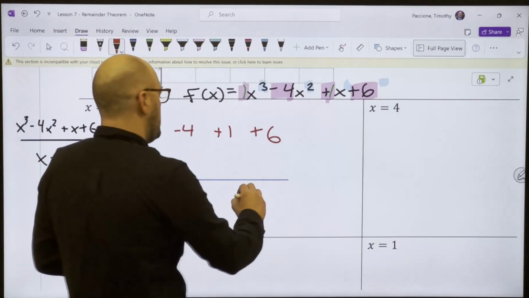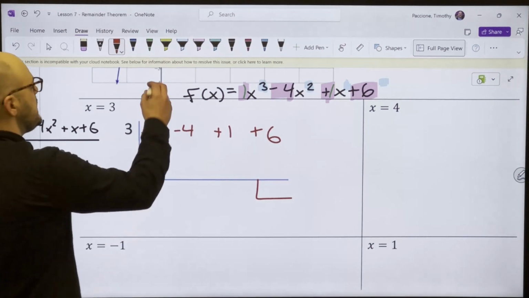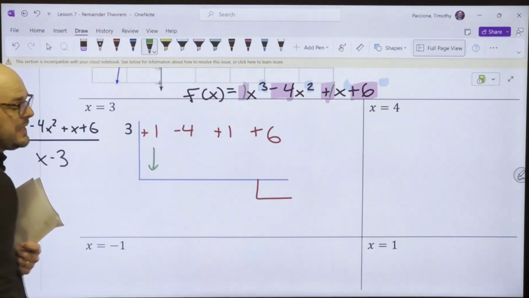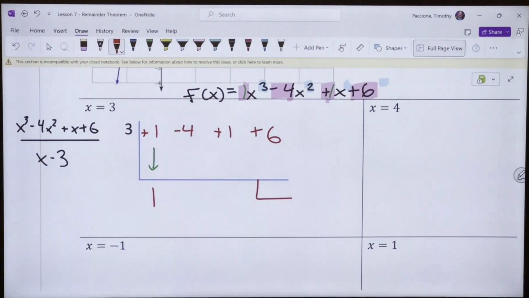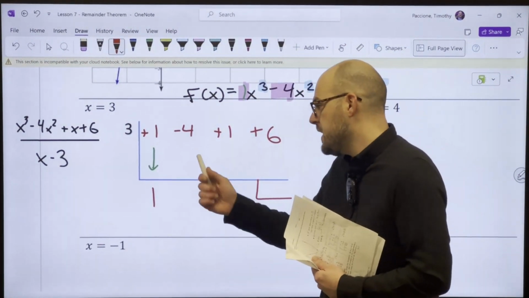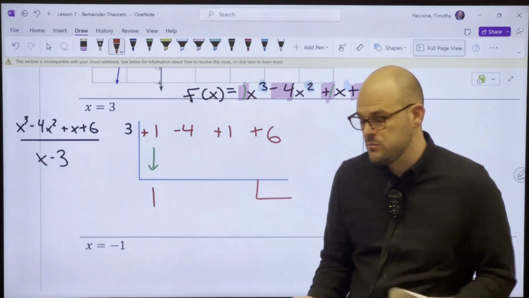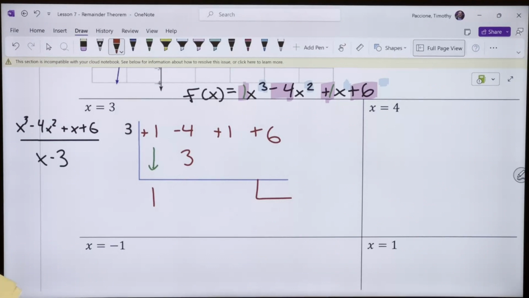Now the other thing I do is under that last number, I make a box so I remember that's my remainder. That's not really part of the answer. Well, it's not part of your equation answer. It's a remainder answer. Okay, first thing I do is I just bring down that first number, right? So I have 1. And now I go into a multiply, add, multiply, add, multiply, add mode, right? I multiply by this 3, and then I put that number and I add. So 1 times 3 is what? 3. Negative 4 plus 3, negative 1.